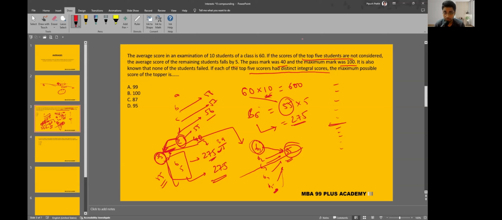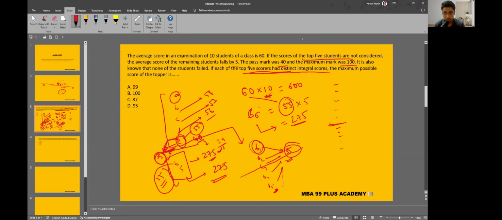Now why did I make these two equal? Because it is just written that the top 5 scores are different. There's nothing said about the bottom 5, so they can be equal. So what else? We just need to find A.